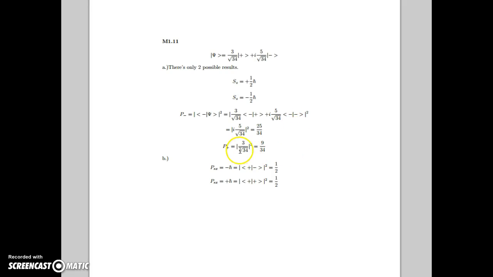And so when you do that, the i times 5 over square root of 34 component cancels out, and you're left with 3 over the square root of 34 squared. And so that turns into just 9 over 34. Part B asks what are the spin probabilities using S of x, and for each of those the probability is just 1/2.